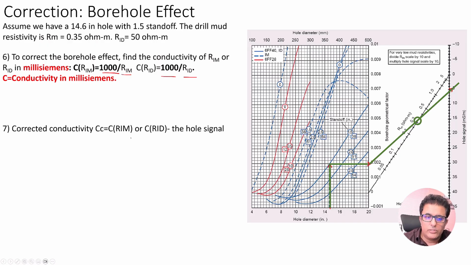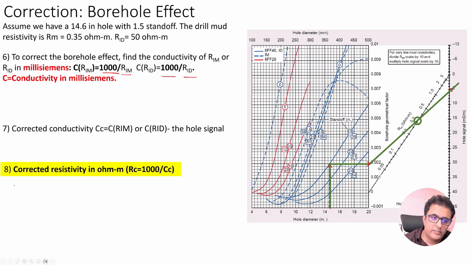And then once we do that, the corrected conductivity is either CIM, the conductivity of medium reading, or CID, the conductivity of deep reading, minus the whole signal. So this is how we obtain the corrected conductivity. And once we obtain the corrected conductivity, we convert it to the corrected resistivity. How do we do that? The corrected resistivity RC is given by 1000 over corrected conductivity.